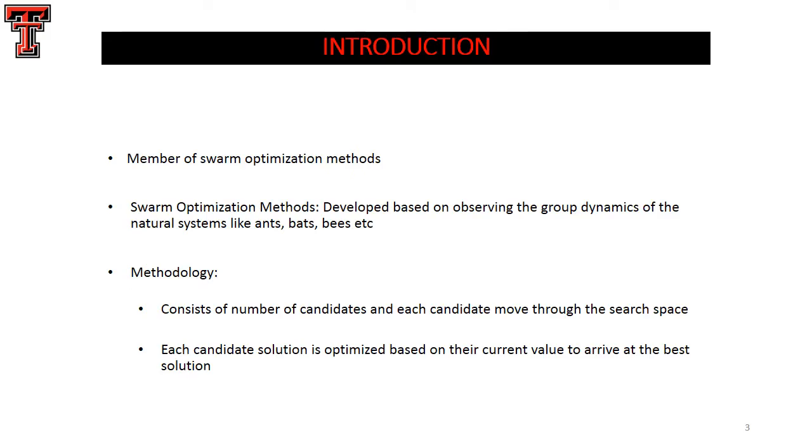Ant colony optimization is a member of the swarm optimization methods. Swarm optimization methods are methods that are developed based on observing the group dynamics of natural systems like ants, bats, and bees. The general methodology of swarm optimization methods is described here. Each of the swarm optimization methods consists of a number of candidates or searching agents, and each candidate or searching agent walks randomly through the given search space, generating their own set of solutions. Each candidate solution is then optimized based on the current value to arrive at the best solution.